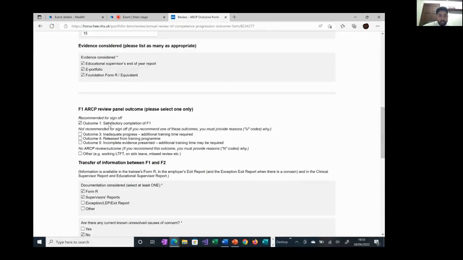So outcome 1, satisfactory completion. Outcome 3, inadequate progress, additional training time required. Outcome 4, which is the worst outcome, you're released from your training program. I think this would only come to light if you'd done something seriously unsafe. That would be investigated by the GMC. So that's very, very uncommon. Outcome 5, incomplete evidence presented.